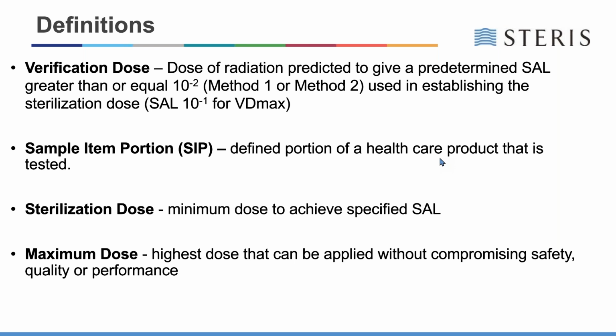Some additional definitions include verification dose. This is the dose of radiation that's predicted to give a predetermined SAL. When we're looking at Method 1 or Method 2, that predetermined SAL is 10 to the minus 2. For the VDmax method, it's predetermined to be 10 to the minus 1. The sample item portion, or SIP, is the defined portion of a healthcare product that will be tested. The SIP could be 1 or it can be less than 1. Sterilization dose is the minimum dose required to achieve the specified SAL, in this case a SAL of 10 to the minus 6. The maximum dose is the highest dose that can be applied without compromising the safety, quality, or performance of the product.